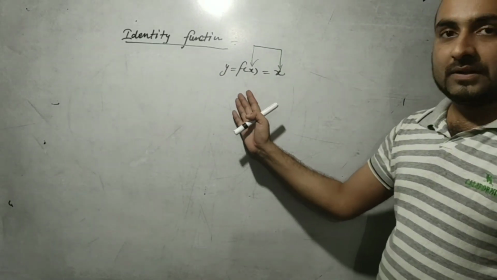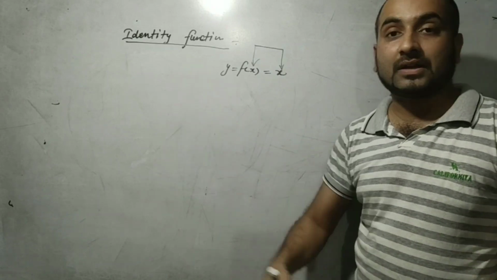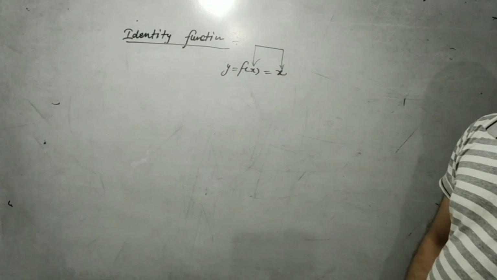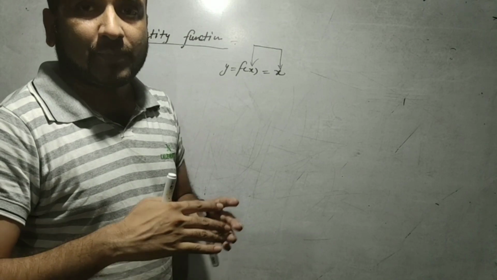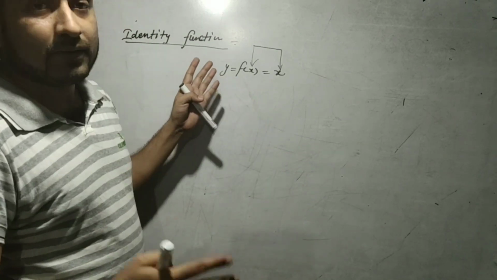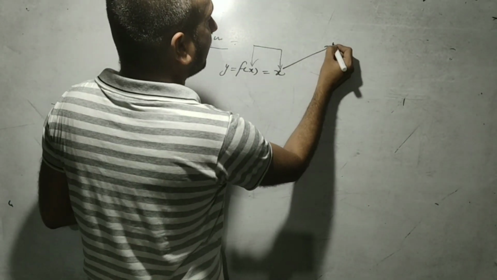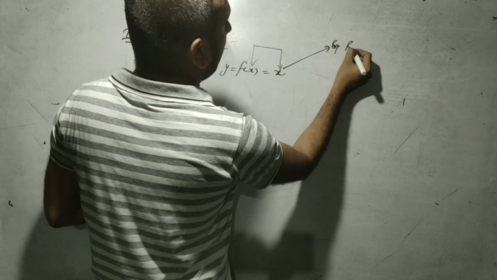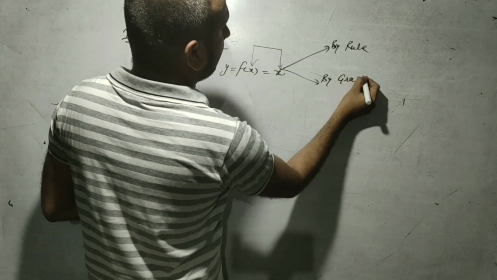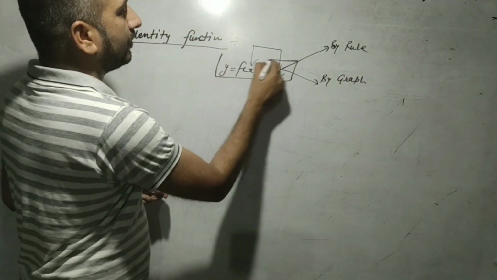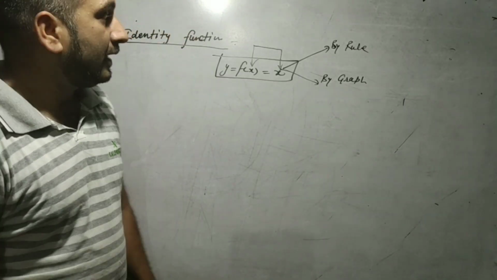In this function we have to draw the graph, and we also need to know the domain of this function and the range of this function. Listen students, if you want to explain a function, there are two methods: by rule, or by graph. By rule it is already given, and I have to explain this function by the graph. It's an identity function.